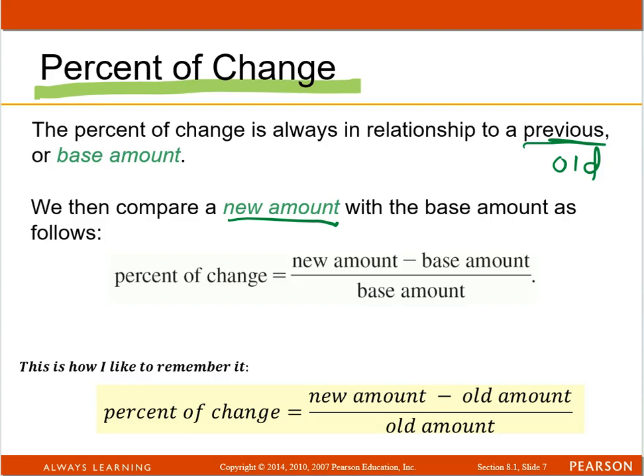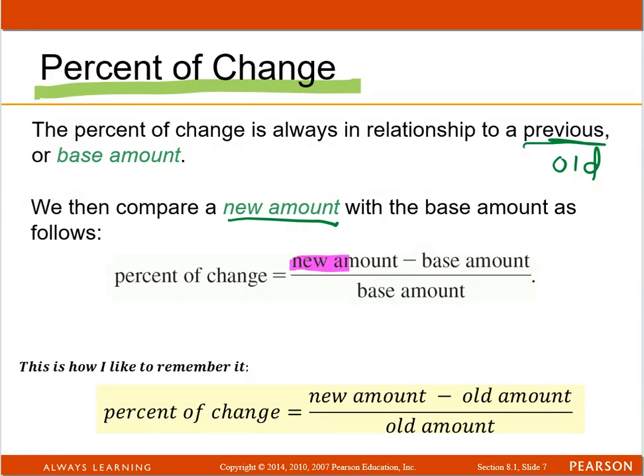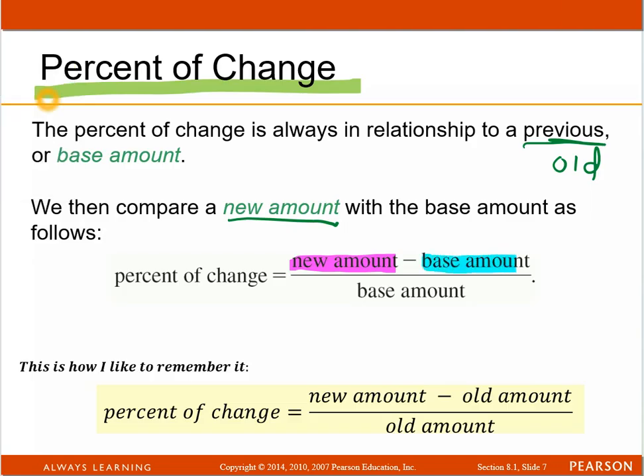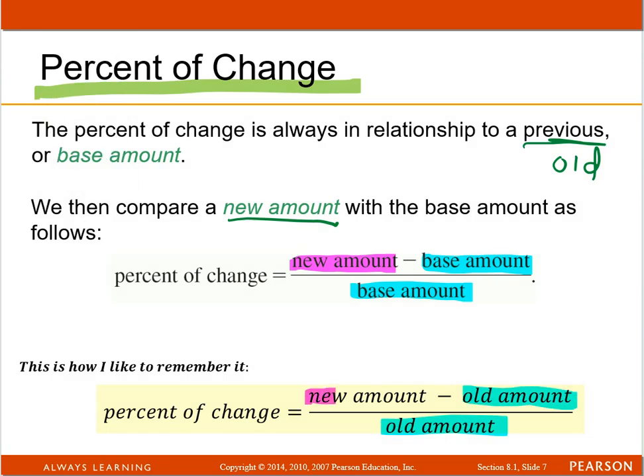going to be, let's see, I'm going to use some different colors here. You're going to take your new amount, subtract the base amount or the old amount, and then you divide it by the base amount. And of course, this is how I like to remember it. I just call it the old amount compared to the new amount. So it's new minus old divided by old.